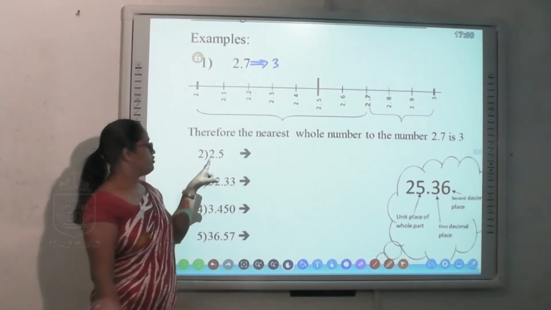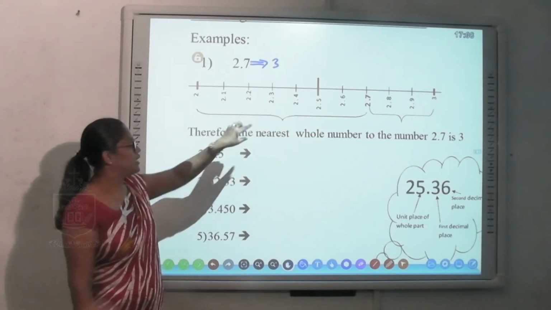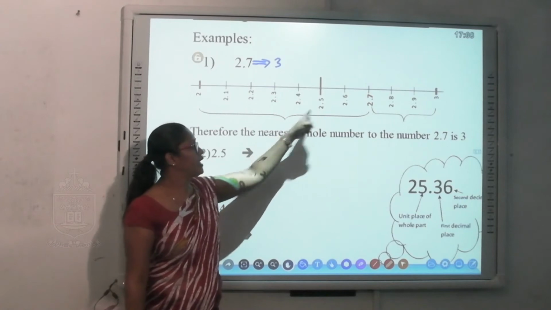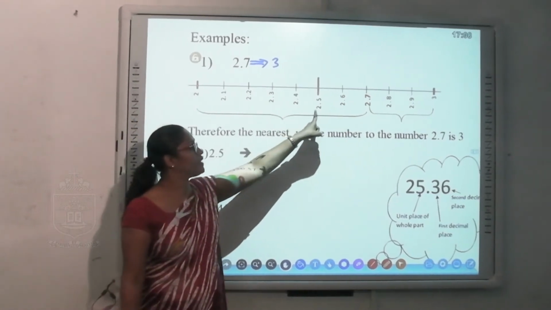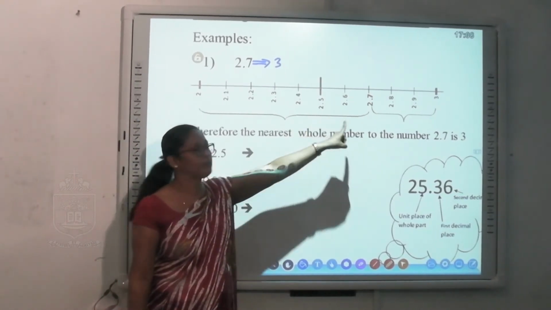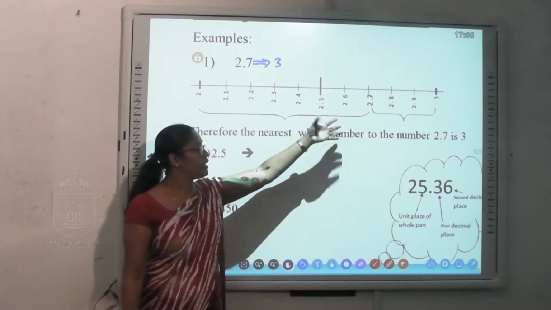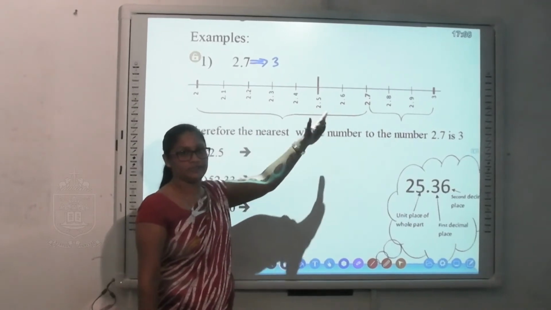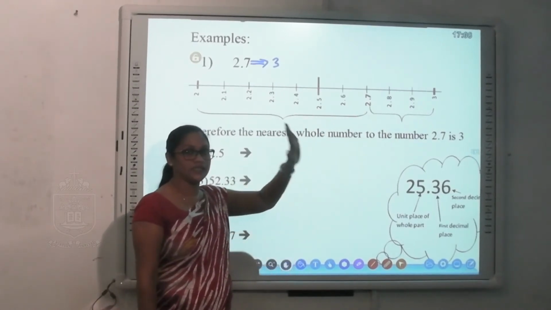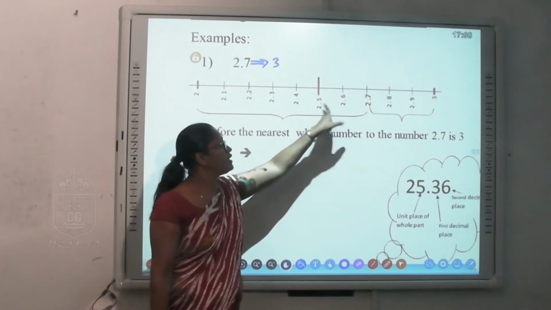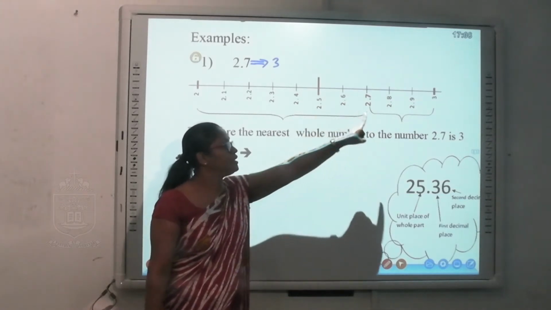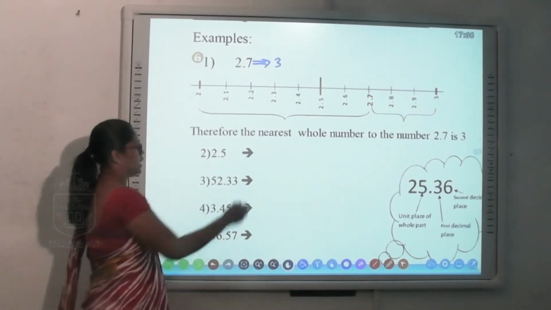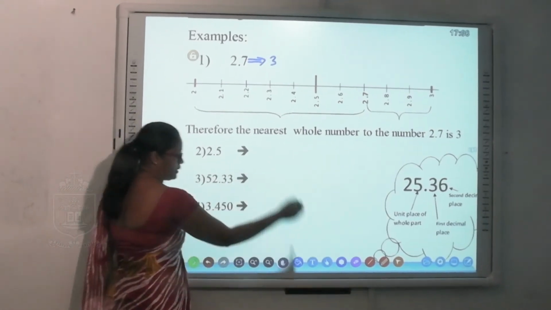Okay, second question, 2.5. Now in the diagram you can see 2.5 is in the middle of the number line. That means the gap between 2 and 2.5 and the gap between 2.5 and 3 are equal. That means we can't assign this number to 2 or 3. As per the standard convention, we assign this 2.5 to the nearest whole number which is on the greater side, right? So the answer of this one is 3.